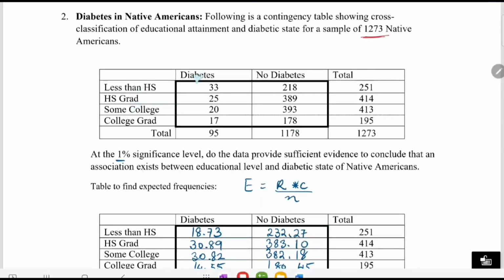There are two variables here. Along the rows, we have the educational attainments, and along the columns, we have whether somebody has diabetes or not, the diabetic state.